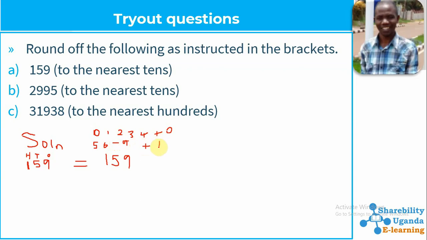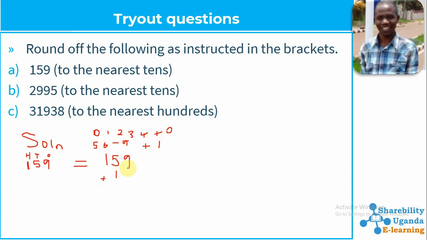So now let us identify and see. We have our number which is the nearest tens. We said it is our 5 which is in the tens. So we are going to identify where this number lies. Does it lie from 5 up to 9 or from 0 up to 4? It lies from 5 up to 9. So that means we shall add our 1, in the exact value of 5.